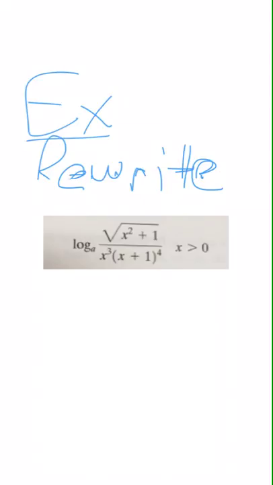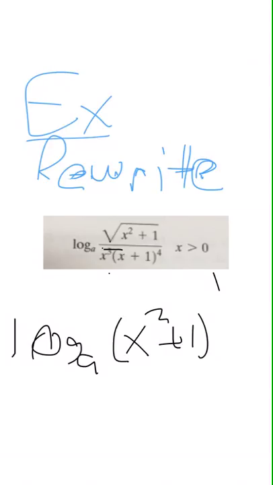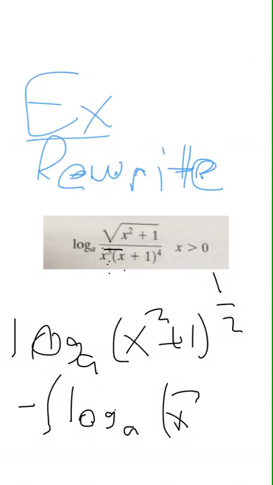So here's another example. Rewrite this logarithm, meaning expand it into separate logarithms. So if we do that, see how we're dividing? We can start by dividing. So it would be log base a of the square root of x squared plus 1, which we can rewrite as x squared plus 1 raised to the power of 1/2, minus log base a of, if we're multiplying these on the bottom, let's go ahead and just leave them alone for now. X cubed times x plus 1 raised to the 4th power. That's supposed to be a 3 right there.